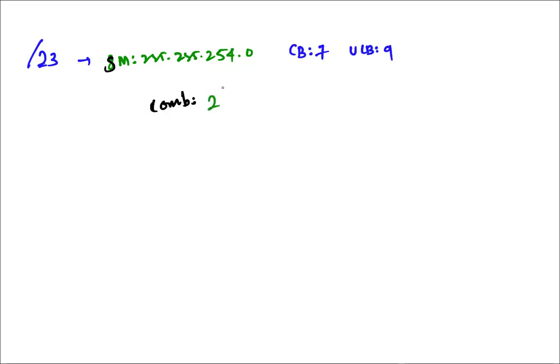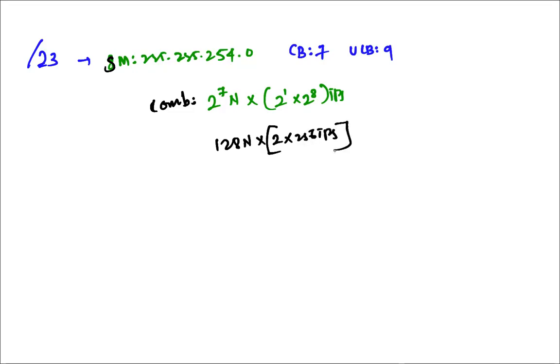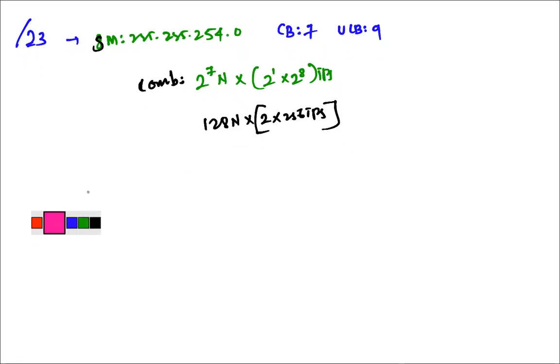Combination: 2 power 7 networks into, how do you break 2 power 9? We can break 2 power 9 into 2 power 1 into 2 power 8. Correct? IPs. Okay, so what is the answer for this? 128 networks into how many IPs, guys? 128 networks into 256 IPs. Got it? 2 into 256. In that case, what happens? Okay, let's write this. So 128 networks totally we're going to have, but the number of IPs in each network is going to be 2 into 256, which is 512 IPs.